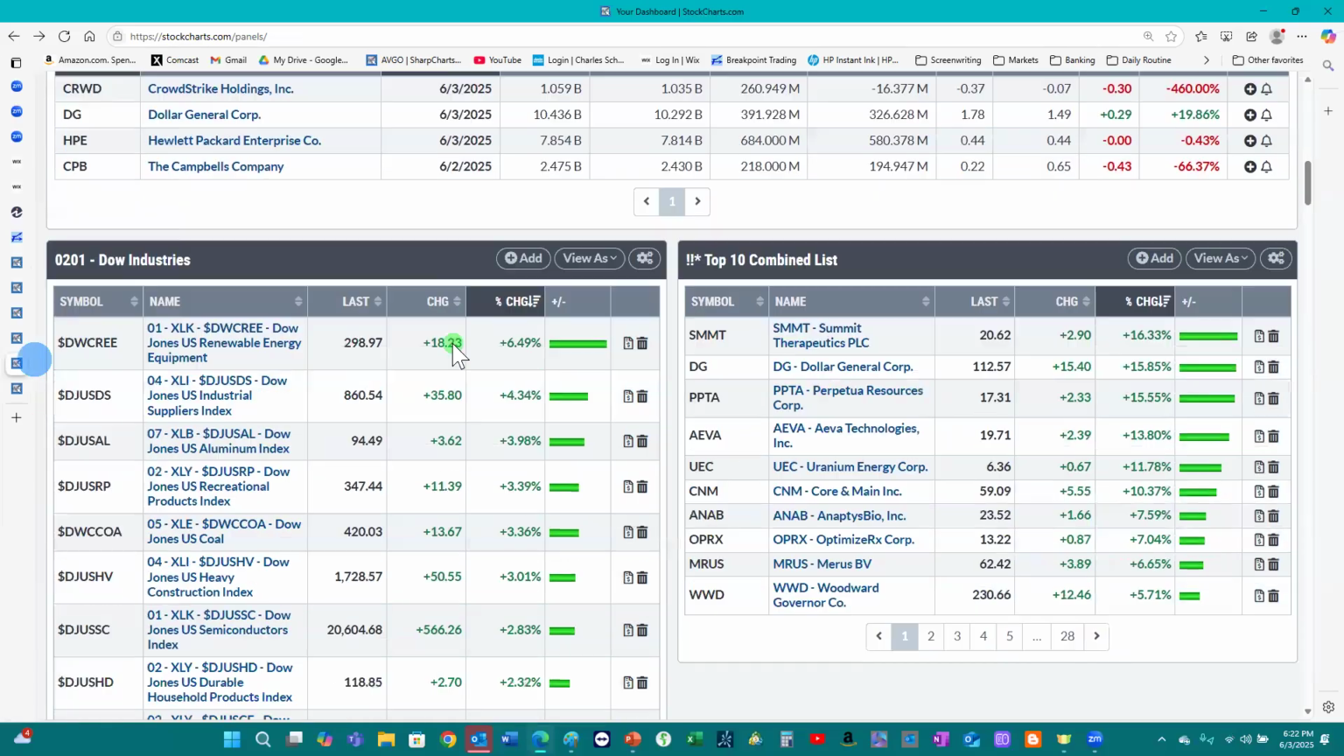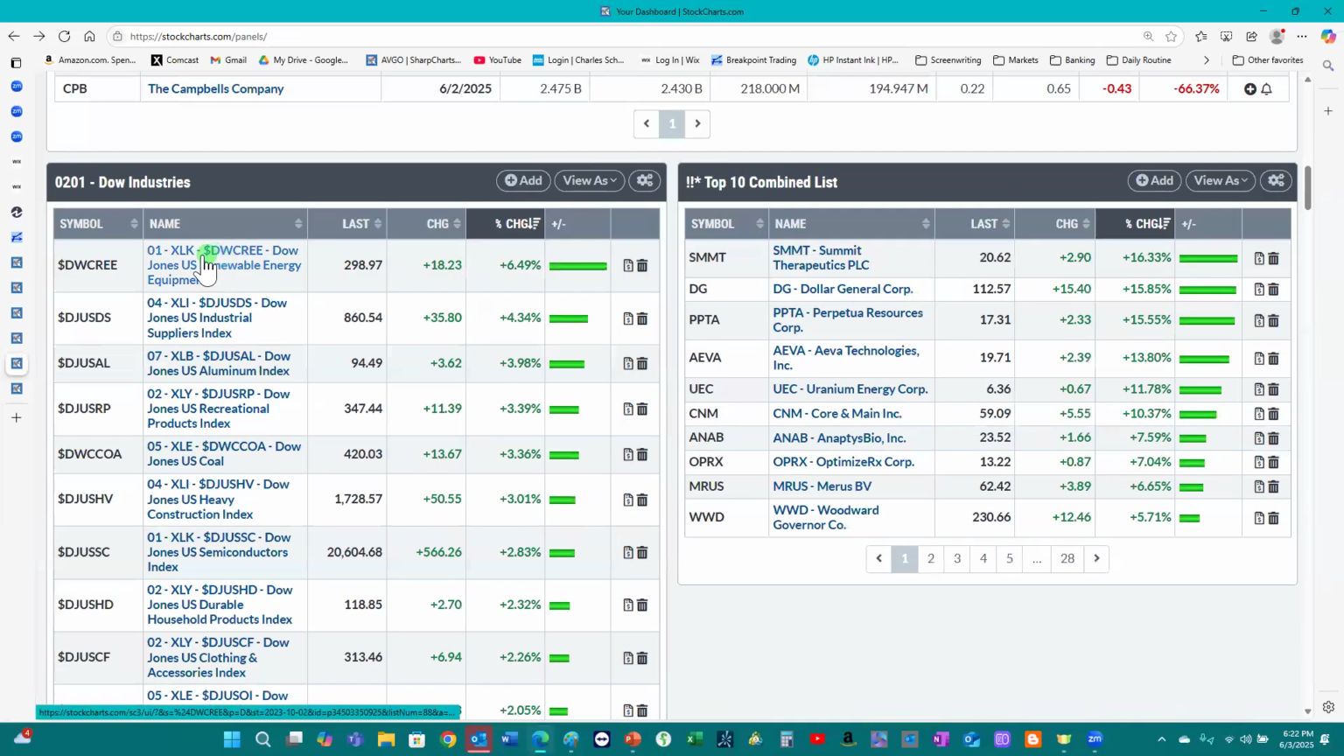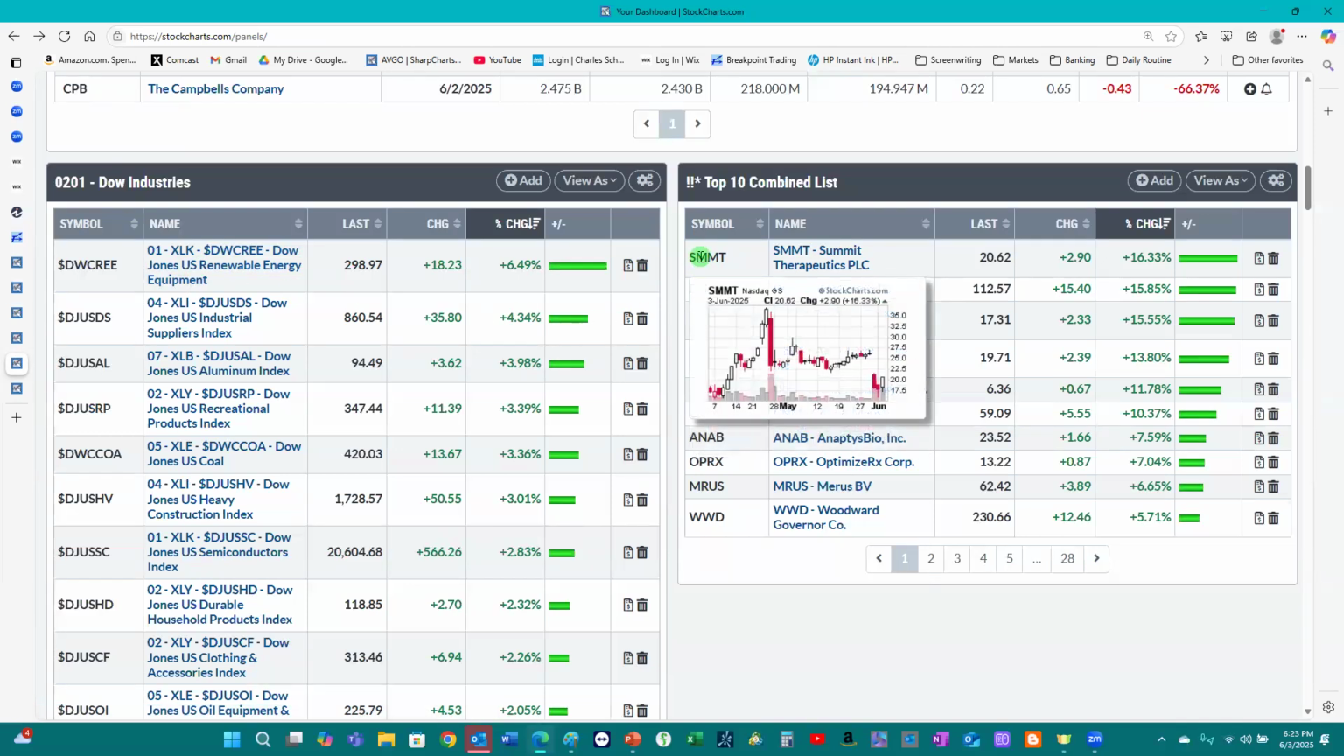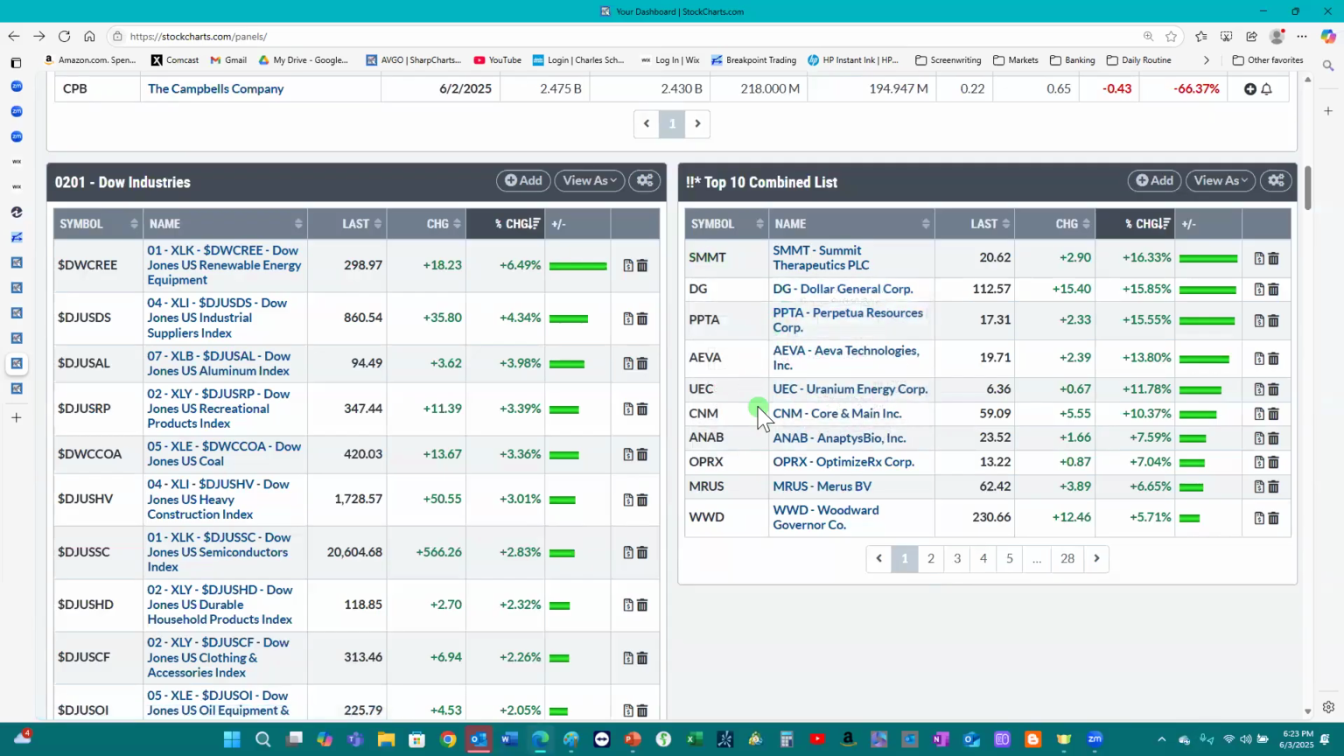Let's look down here, and you can see renewable energy. I talked about this in the midday update. This was the one industry group that hit the scan, the daily scan. And now it's at the top of all industry groups at the end of the day today. There's Dollar General right there. Summit starting to make a move back higher.